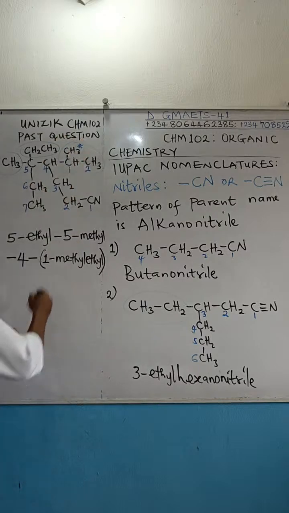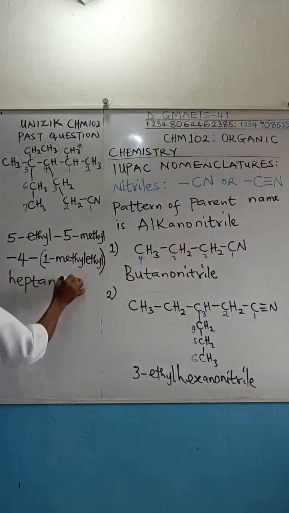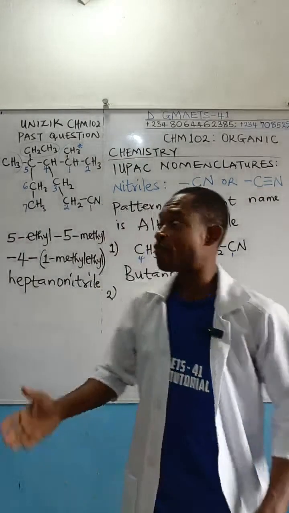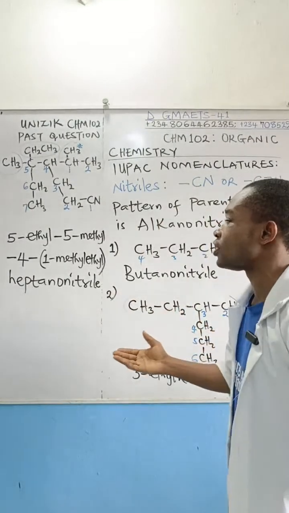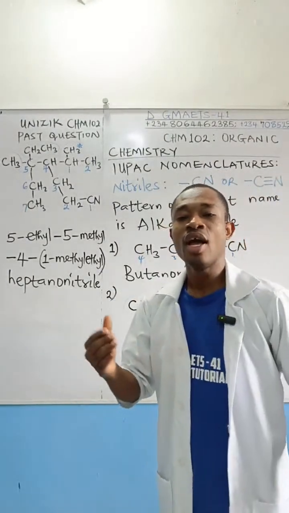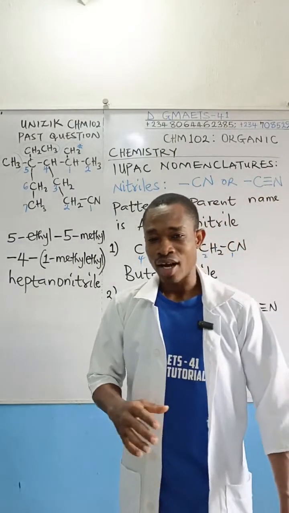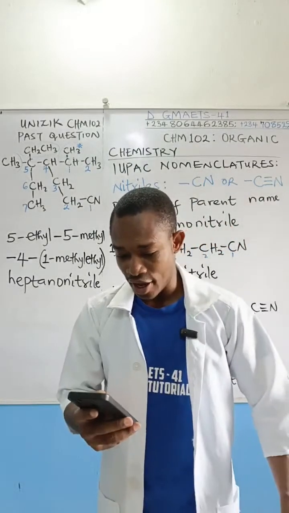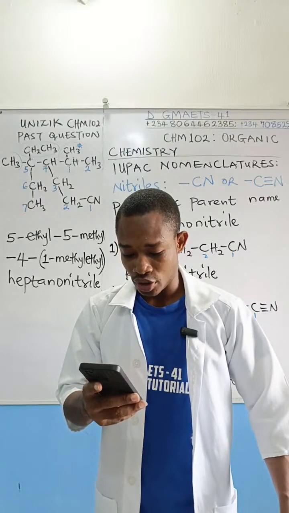And there's no other attachment. The longest carbon chain is 7, and that 7 will be heptane nitrile. So the IUPAC name of this structure as you have there is 5-ethyl, 5-methyl, 4-(1-methyl ethyl) heptanenitrile. And I hope you learned something cool from here, with the explanations I gave regarding what you should do and what you should not do.